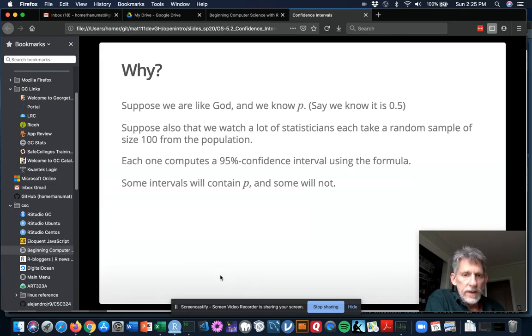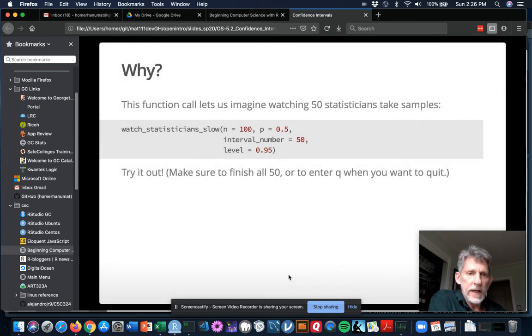So given that what each statistician gets in his or her sample is a matter of chance, each of them is going to get different confidence intervals. And some of those confidence intervals will contain the real P, the 0.5, inside of them, and some of them won't. But I'm interested in how many of them will and how many of them won't. So we happen to have a little function available in TigerStats that allows us to play God and watch these statisticians do their work. It's called watchStatisticiansSlow.